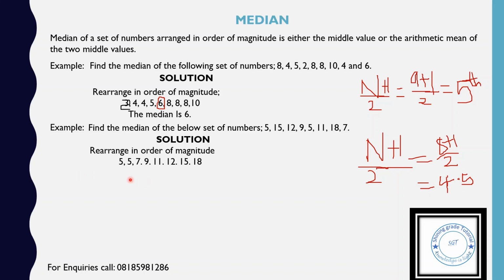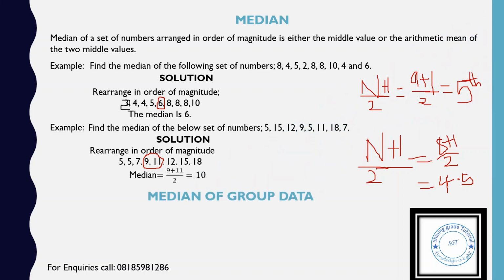So it simply means the median is between the 4th and 5th position, since they are even. Don't mind the sound. This is the 4th position here, 9, and this is the 5th position, 11. So the median is 9 plus 11 over 2. 9 plus 11 is 20, and divided by 2 will give us 10.